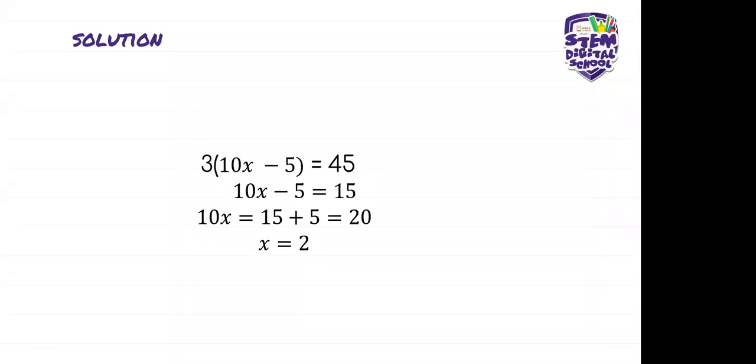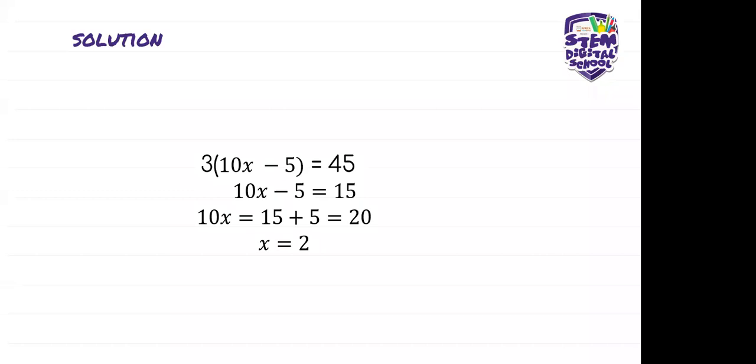By the way, this is not the only way. There are other ways as well, or there are other methods that can be followed in this instance. But in my case, I've just used the multiplicative inverse of 3, which is a third. And now the left-hand side is 10x minus 5, and the right-hand side is 15. Now, at this point, you can see that the next step that I followed was to use the additive inverse of -5.